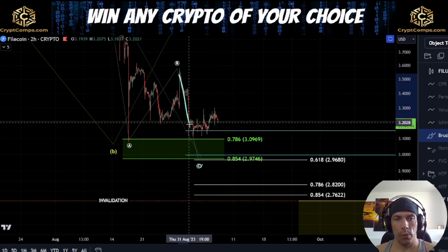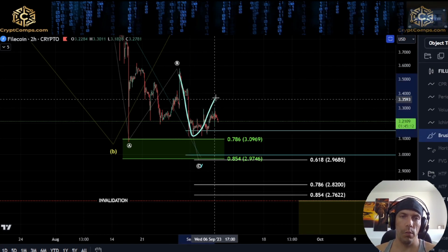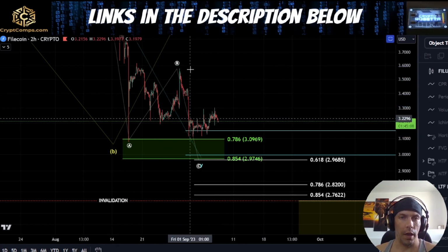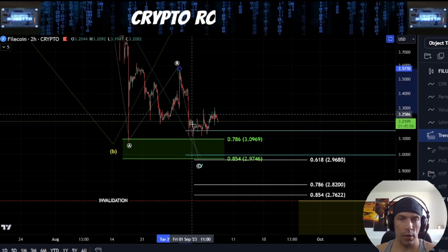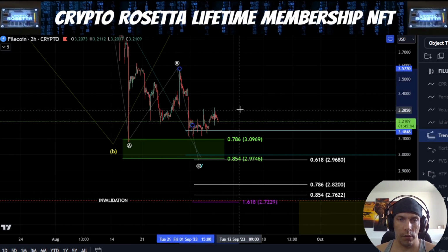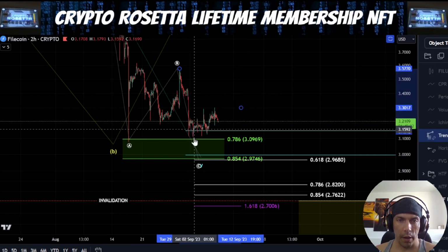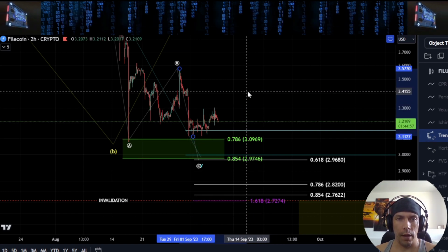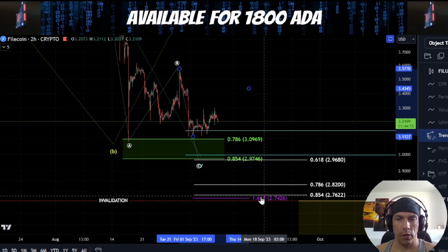Now, if we do form something like this, where this becomes 1, we fail to break back above these highs here, we need to be cautious of forming an impulsive structure here to the downside. And given our current structure, that would come by actually pushing down below this $2.63. The higher that we move up here, the higher this target becomes.